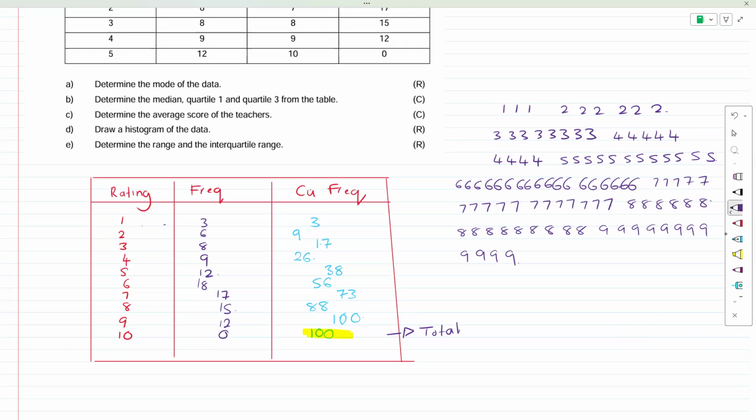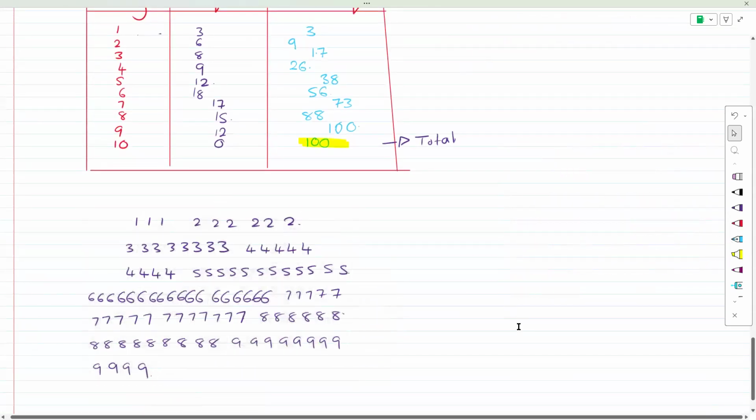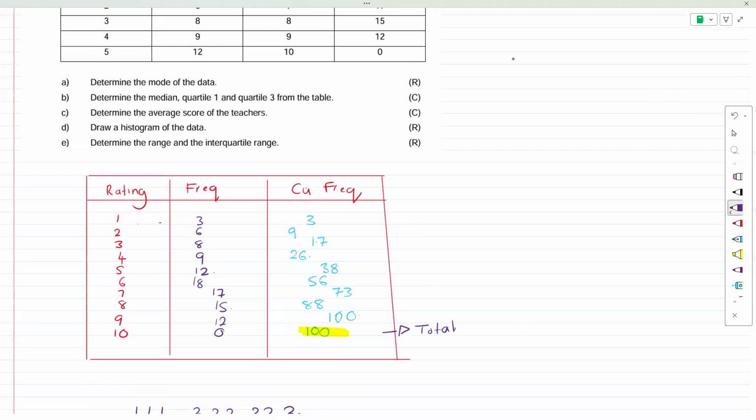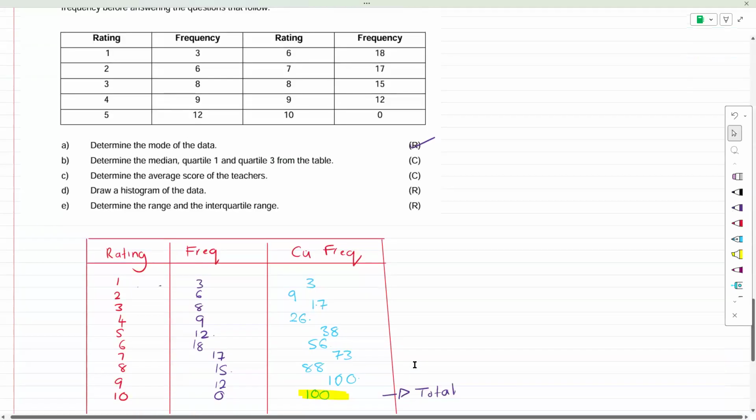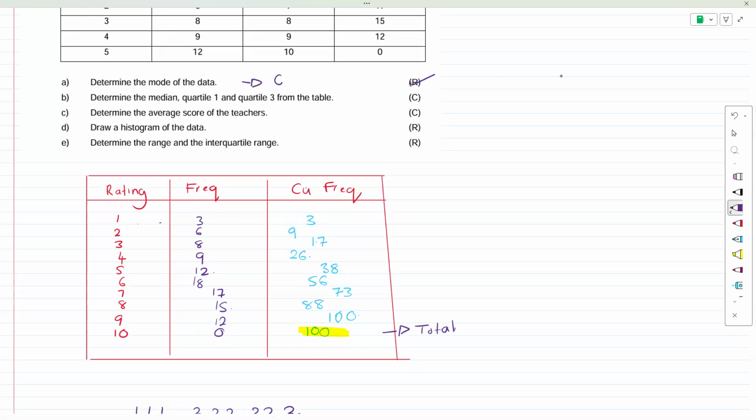Okay. The first question asks us, this nonsense was not needed. It's just put here to show you what frequency was. The first question is, what is the mode of the data? The mode is the number that appears the most, and we look at frequency. If we look at frequency, the number that appears the most is 6.